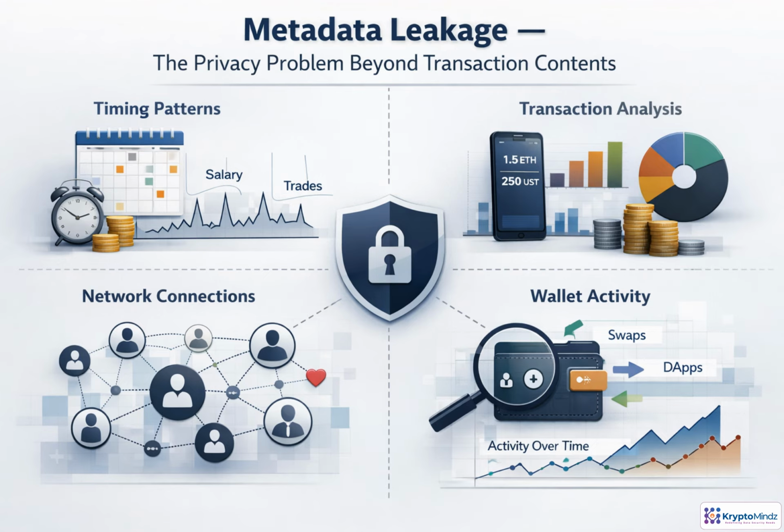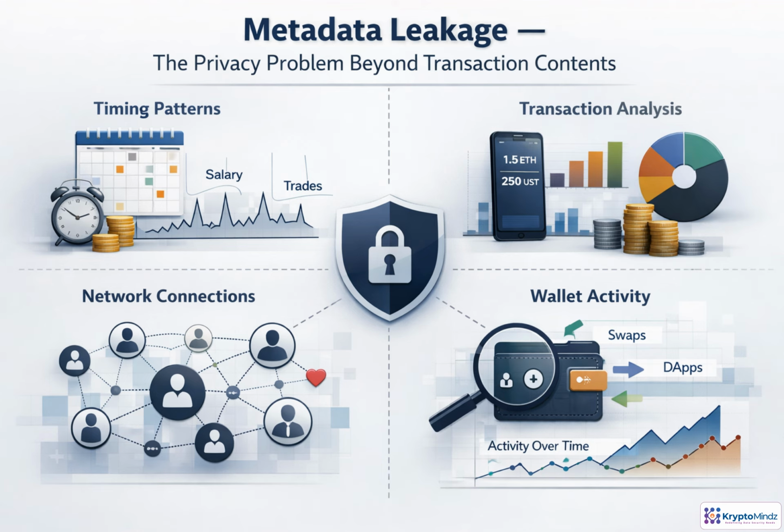Privacy is not only about hiding the amount or the recipient. Every transaction leaves surrounding clues. Timing can reveal payroll cycles, trading routines, or personal habits. Size and frequency can distinguish casual users from bots, funds, or businesses. Counterparties can expose social and commercial relationships. Observers do not need one perfect secret to break privacy. They can combine many small signals into a surprisingly accurate profile.